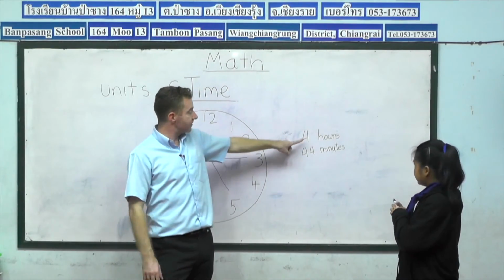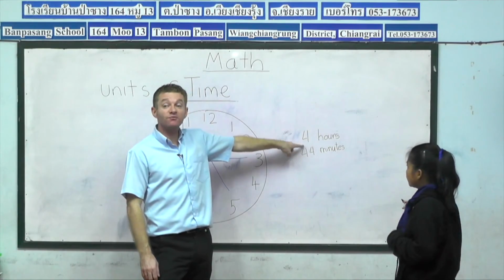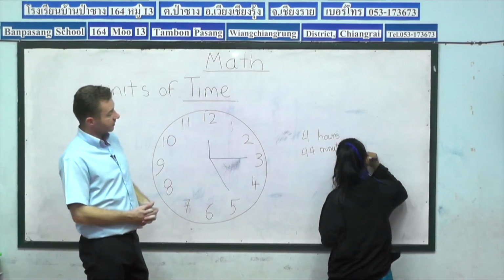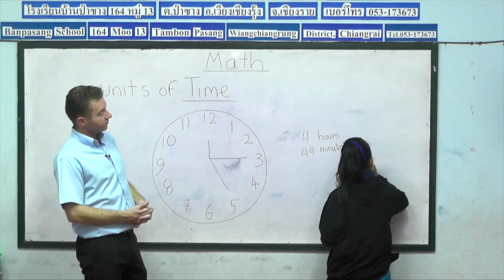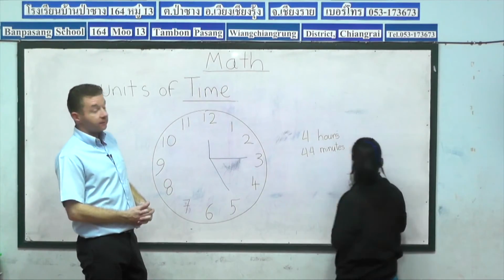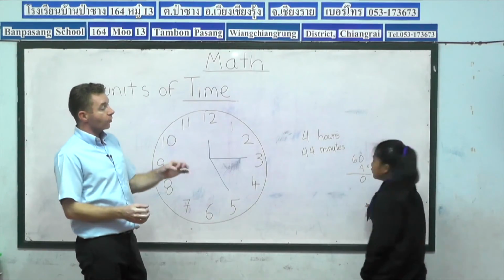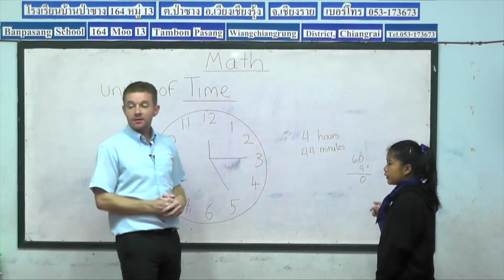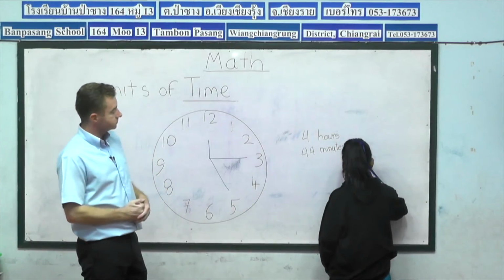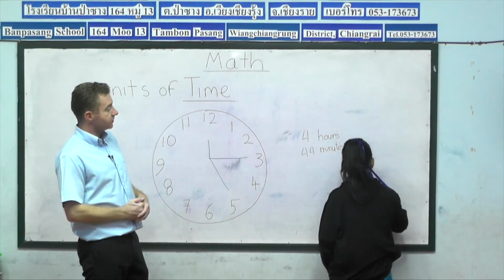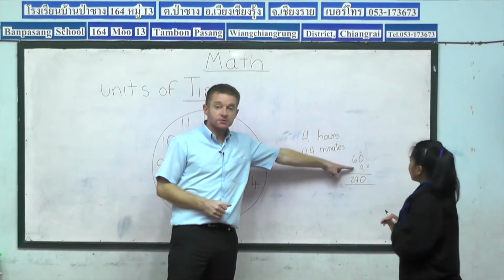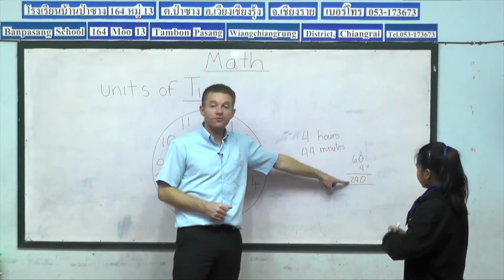60. So we need to take 60 times 4. So our first calculation, 60 times 4. 4 times 0 equals 0. 4 times 6, 24. Excellent. So now we know in 4 hours we've got 240 minutes.